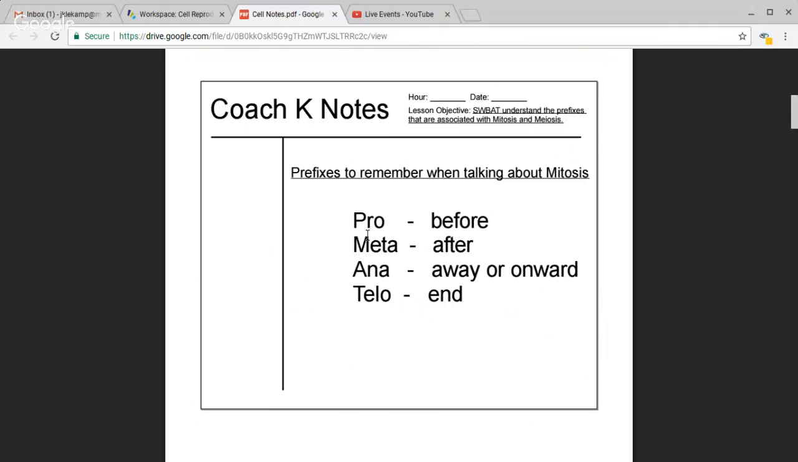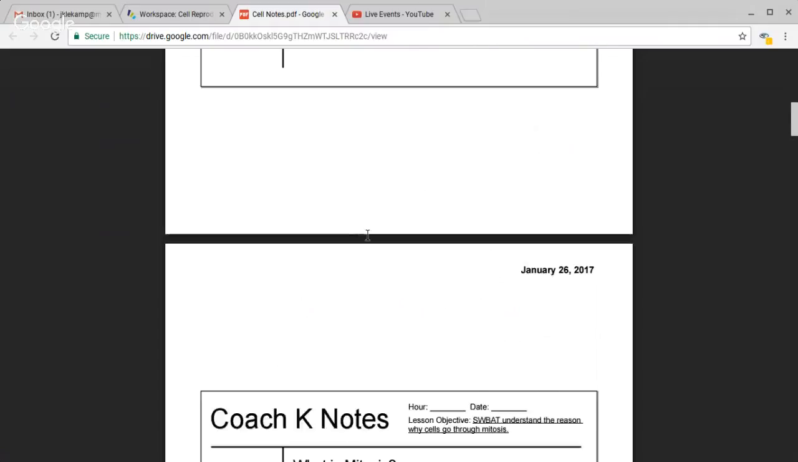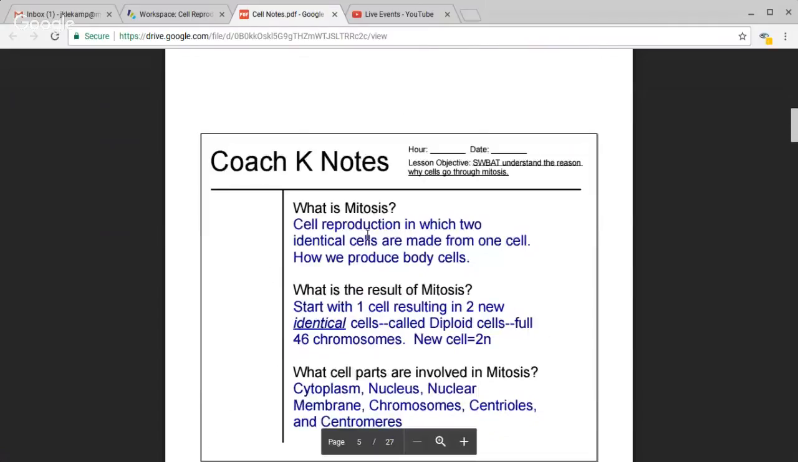Now, the thing that you got to understand when we talk about mitosis or meiosis is we're asking, where are the chromosomes located? Are they sister chromatids? Are they chromosomes? What are they, and where are they located? Now, we're going to go ahead and get into some different things.